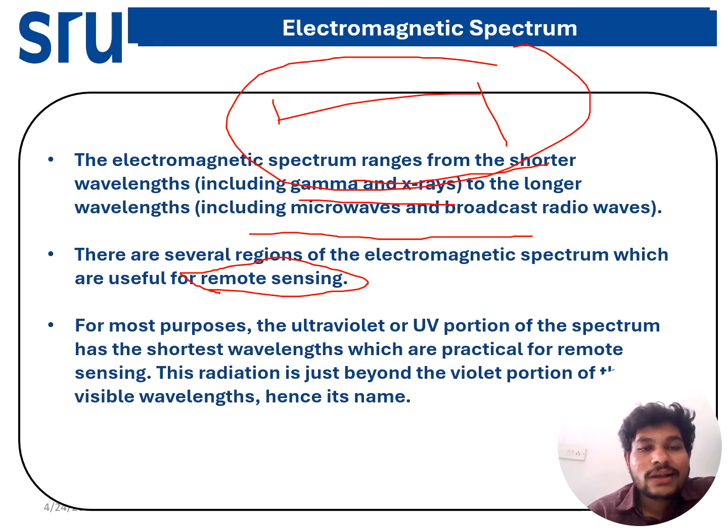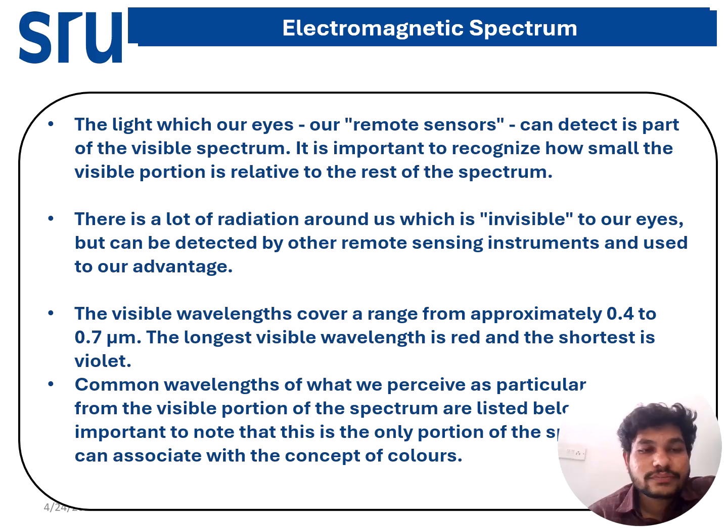The most important region in the electromagnetic spectrum is the UV region, that is the ultraviolet region of the spectrum, which has the shortest wavelengths and is practically important for remote sensing. And the radiation just beyond the violet portion is called visible wavelength. The light which our eyes can sense, that a remote sensor can detect, is our visible portion. So it is important to know how the small visible portion is related to the rest of the spectrum.